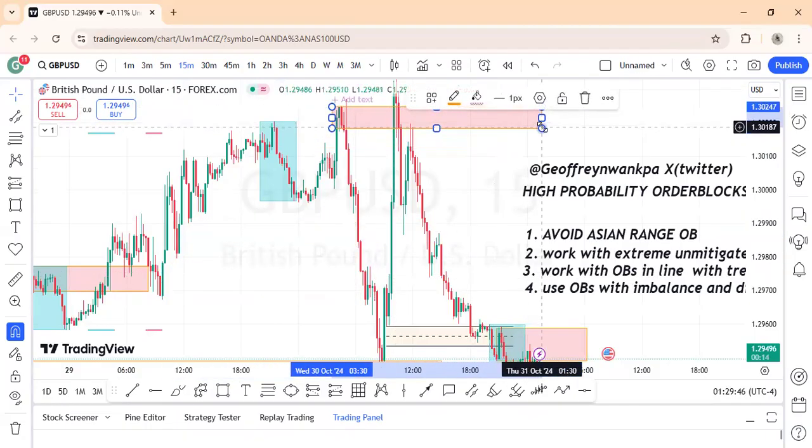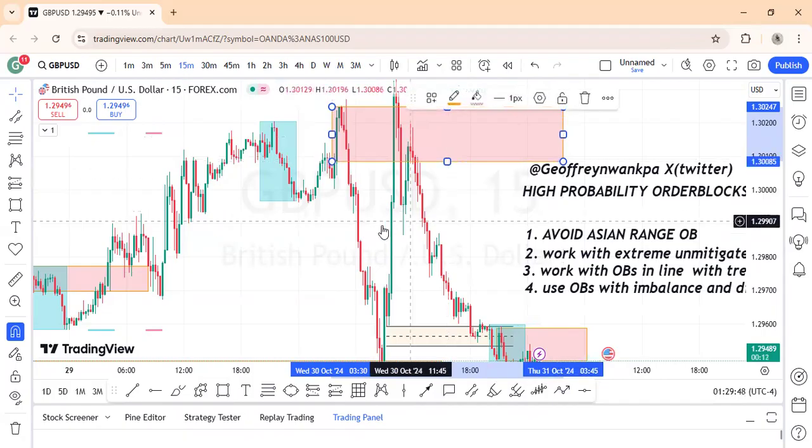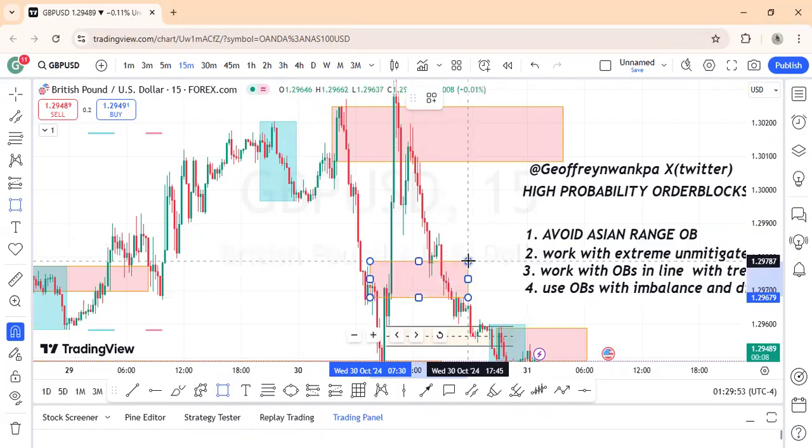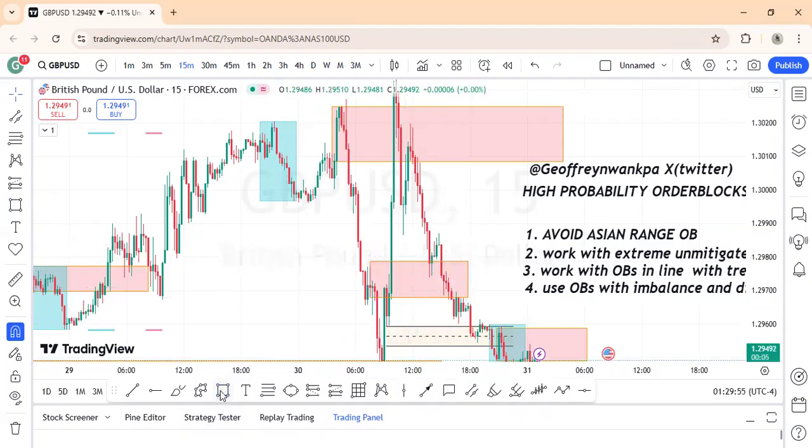This is the extreme order block here. This one here, right? There's no need trying to sell here. No need trying to sell here. Although this would have been a loss, right? I'm not showing you how you would have used it. No need to say that this order block.